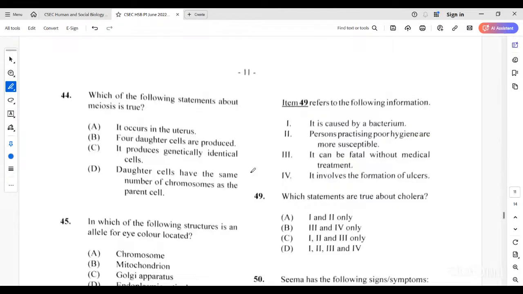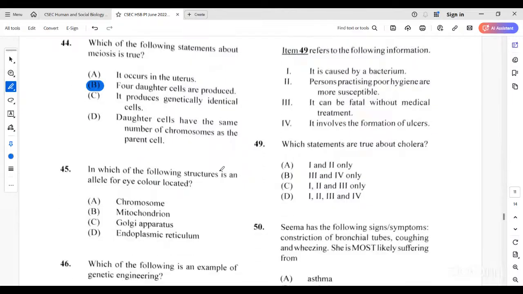44. Which of the following statements about meiosis is true? It occurs in the uterus. 4 daughter cells are produced. It produces genetically identical cells. Daughter cells have the same number of chromosomes as the parent cell. All right, well, the answer is a kind of giveaway answer. The 4 daughter cells are produced. That is true. This occurs in the uterus. Remember, this is not occurring in the uterus, right? Ovaries. Don't let that trick you. All right? Don't let that trick you.